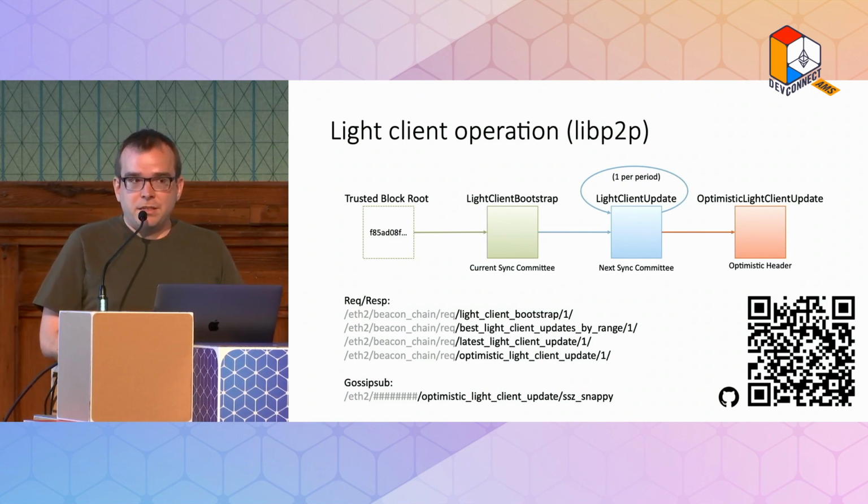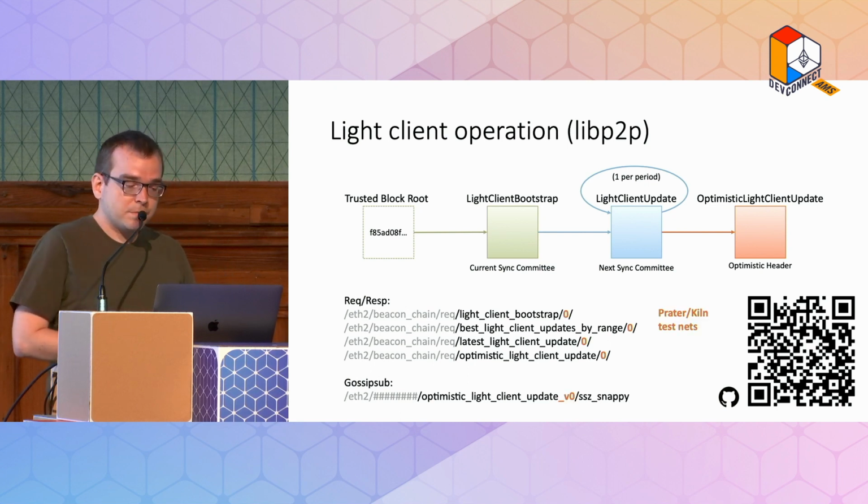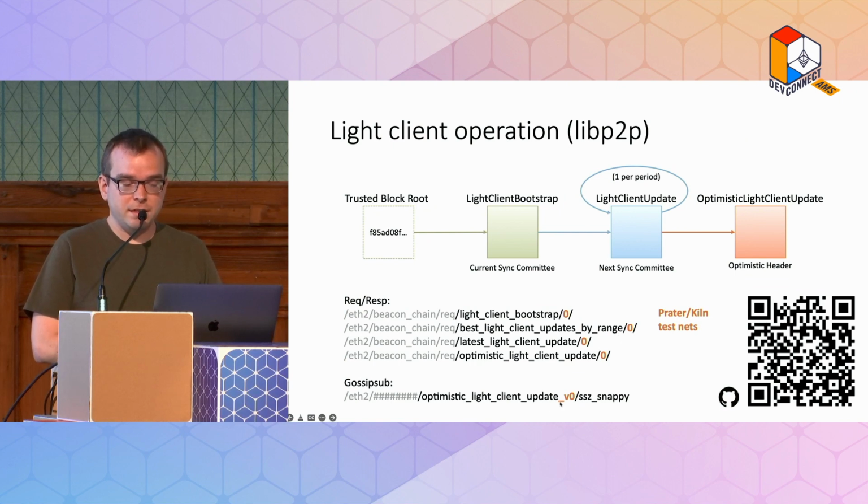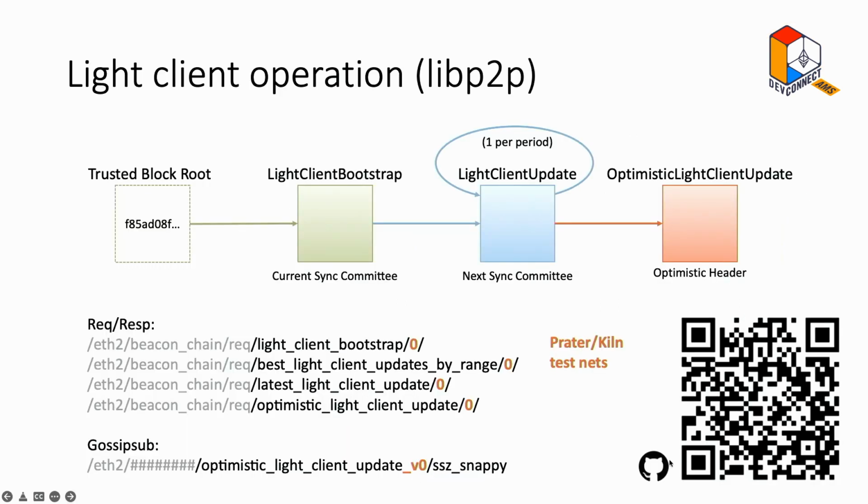Actually, this is already deployed on Prater and Kiln by Nimbus nodes. So the only change is that you use version 0 here and this underscore v0 suffix for the gossip subtopic. So this can already be used for experiments and it's fully functional.